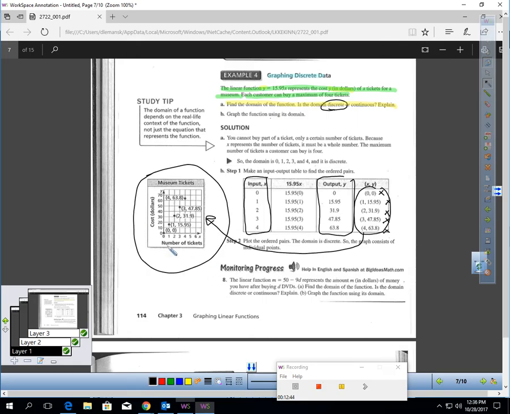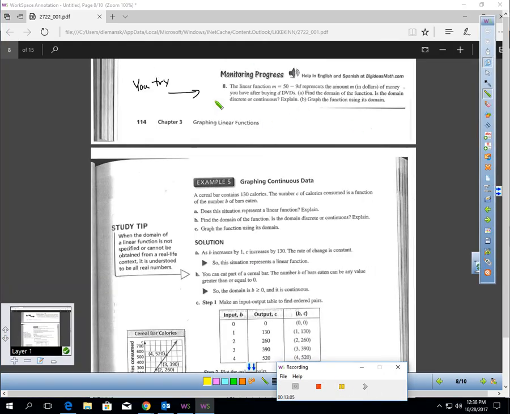Now, do you notice, when you make a graph of real-life data, this graph has a title. This graph has both the y-axis and x-axis labeled. Those are all important things to do when you're making a graph of real-life data. I would like you to try this problem. Read it, find the domain of the function, answer if it's discrete or continuous, and then graph that function using that domain. Okay, I'm back.